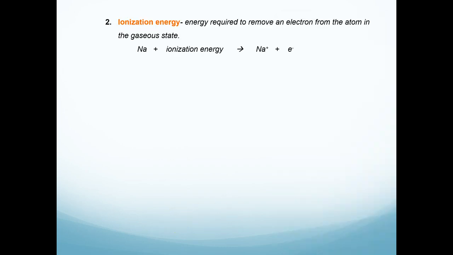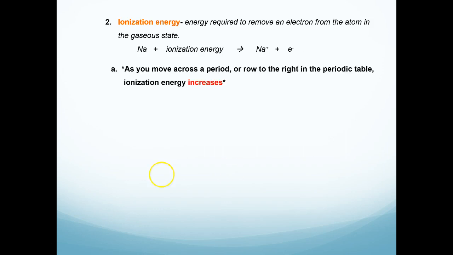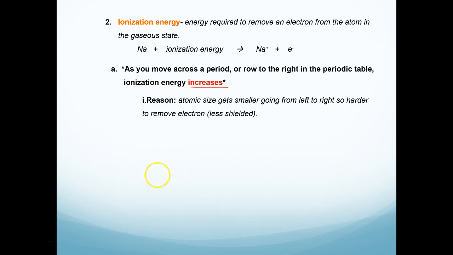Okay, so that brings us to our next trend, and that's going to be ionization energy. So this is going to be the energy required to remove an electron from the outermost level in the gaseous state. So that's something we want to keep in mind. So if we think about it, as we move across the periodic table, we want to connect it to things that we already know. And a row to the right in the periodic table, ionization energy increases. So the fact that it increases means that it's going to be harder to remove that electron as we go across the periodic table. And we want to think about why.